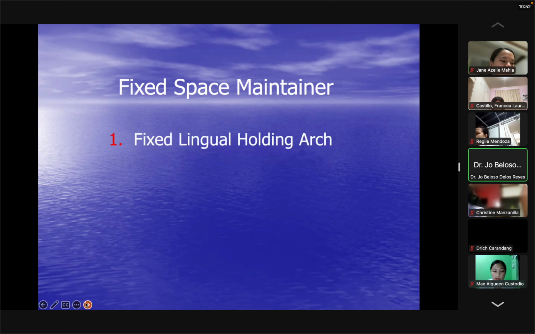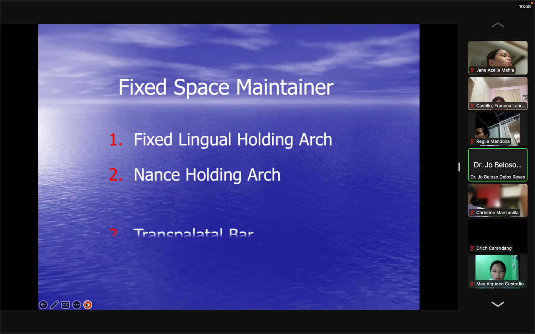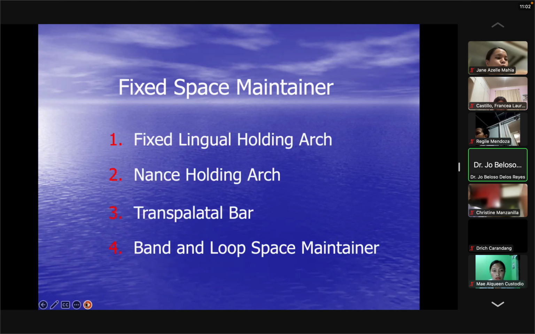Okay, fixed space maintainer. We have fixed lingual holding arch, Nance holding arch, transpalatal bar, and band and loop space maintainer. So these are the fixed space maintainers. One, fixed lingual holding arch, two, Nance holding arch, three, transpalatal bar, and four, band and loop space maintainer.